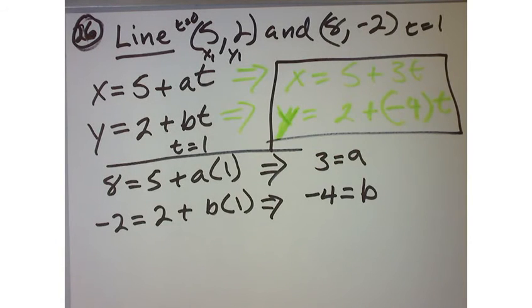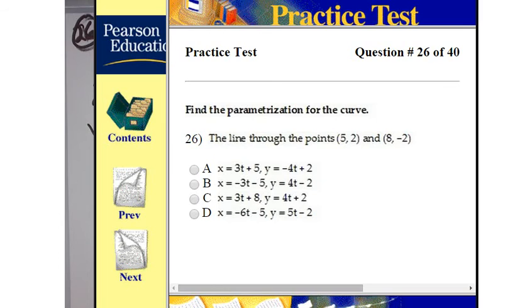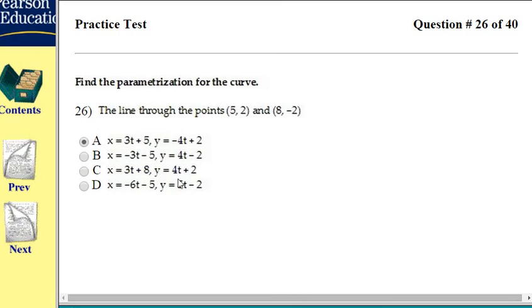Now let's see. Let's fire it up. 5 plus 3t, negative 4 plus 2. They've written it a little differently. Correct. Good job.